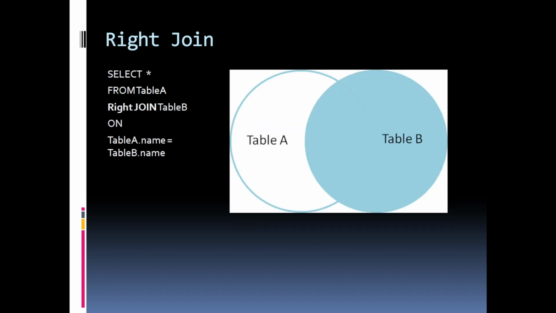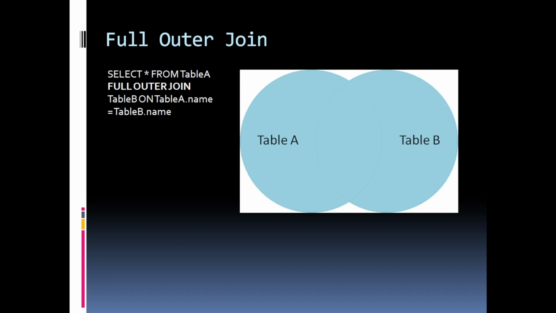So right join is pretty much the same as a left join, it's just the opposite. As you can see over here in our statement, when we say right join table B, that's why it's highlighted blue, because we're going to get all the results from the inner join plus all the rows from table B as well, and whatever doesn't match in table A will be null.